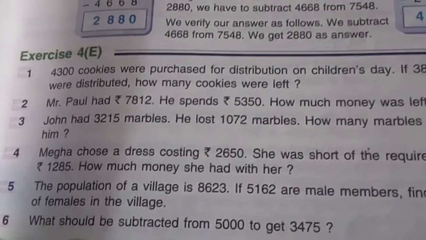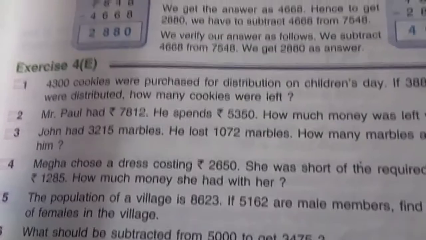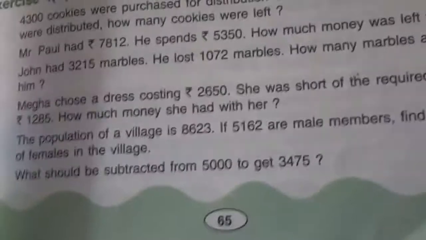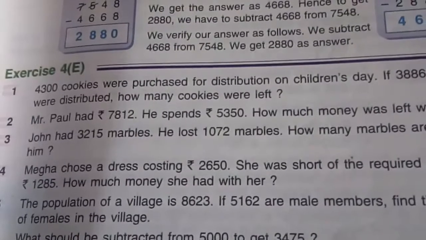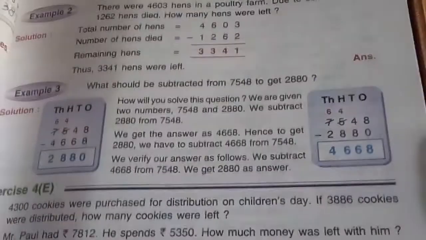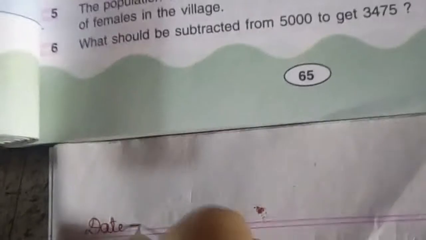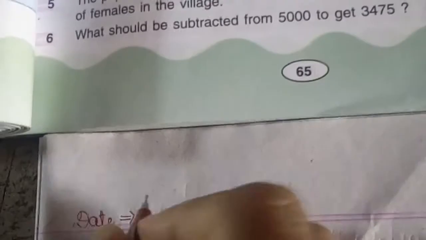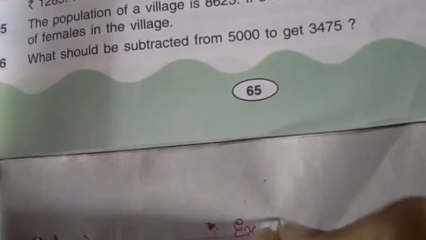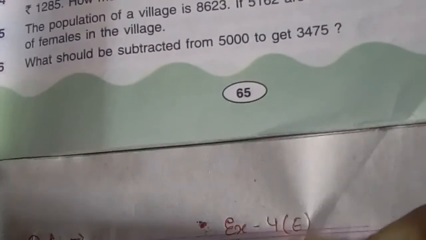Today we will start exercise 4E. So in exercise 4E there is word problem. So we have to solve it. So like this you will write date, today's date, exercise 4E, page number 65.